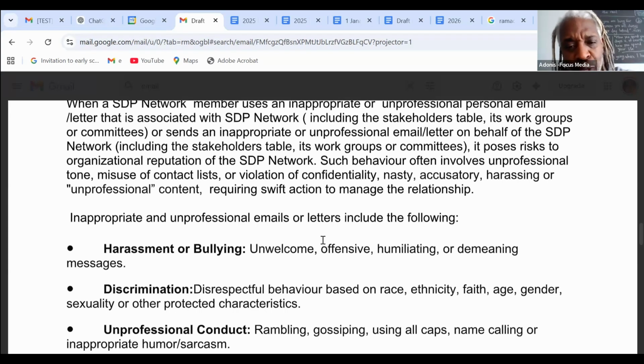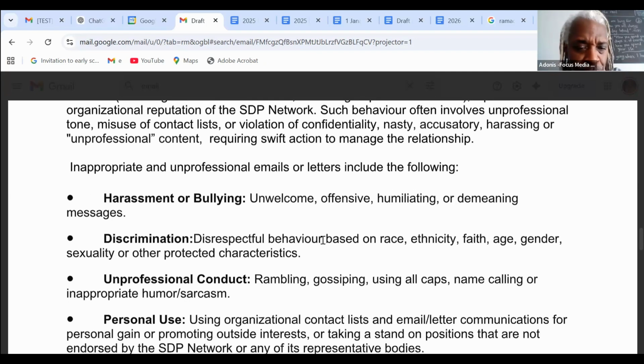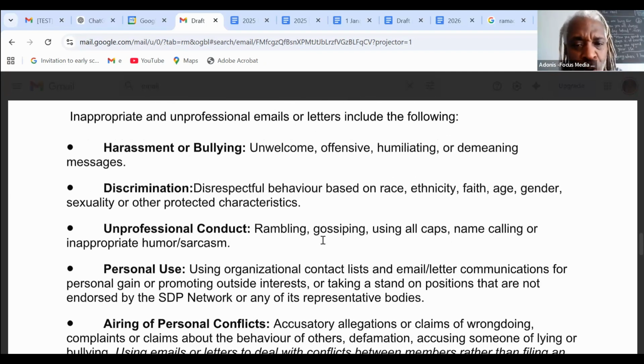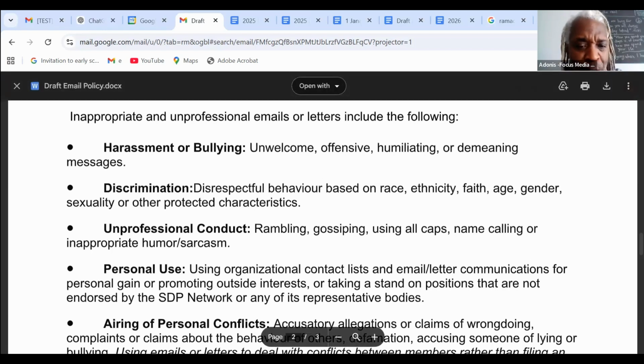Inappropriate or unprofessional emails or letters include the following: harassment or bullying. Consider unwelcoming, offensive, humiliating, or demeaning messages. Discrimination, disrespectful behavior based on race, ethnicity, faith, age, gender, sexuality, or other protected characteristics. Unprofessional conduct, rambling, gossiping, using all caps, name calling, or inappropriate humor or sarcasm.